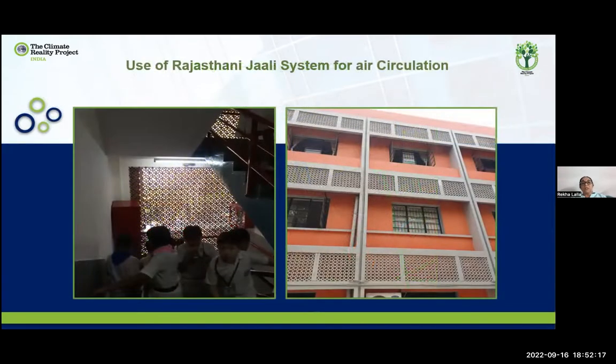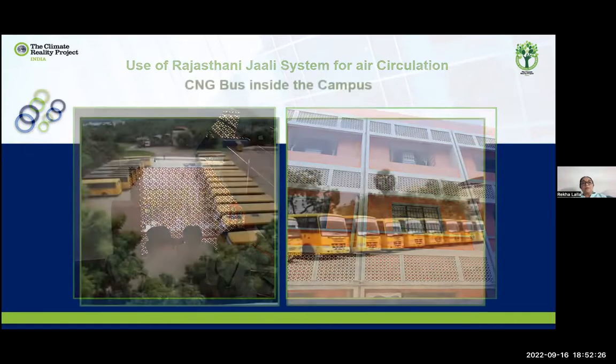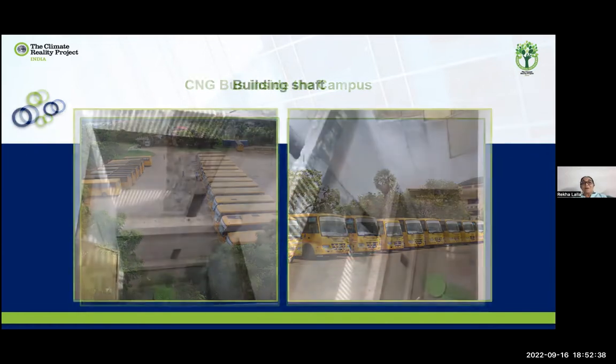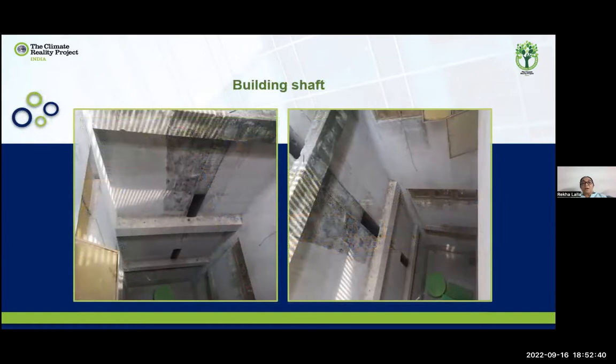This is the Rajasthani Jali system for air circulation. As I told you, most of the schools are not AC, so they can use that for air circulation, or for good AQI in their school. Most schools have CNG buses. So that is what we tell them to do, so that there is less air pollution. We talk about Delhi, and the air is very, very polluted. It is worse, especially during winters, as ma'am was saying.